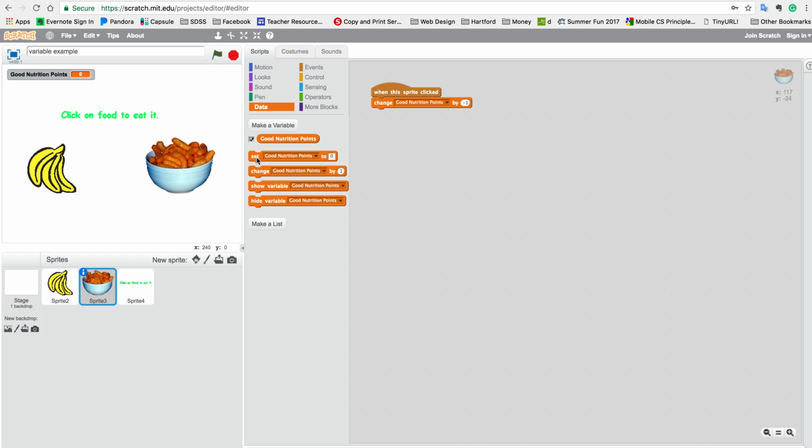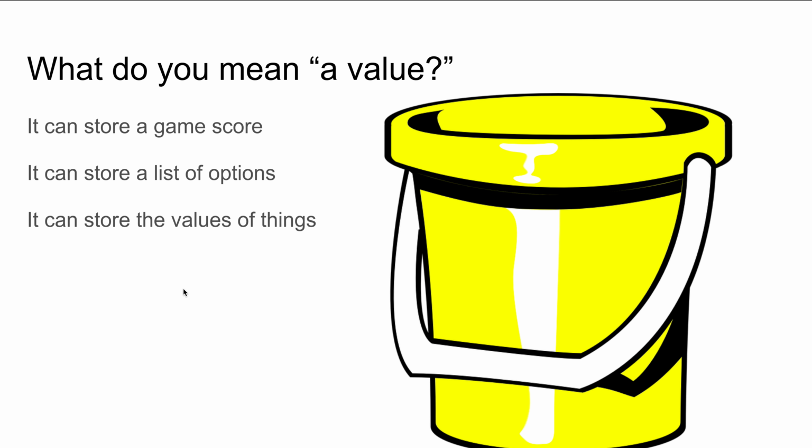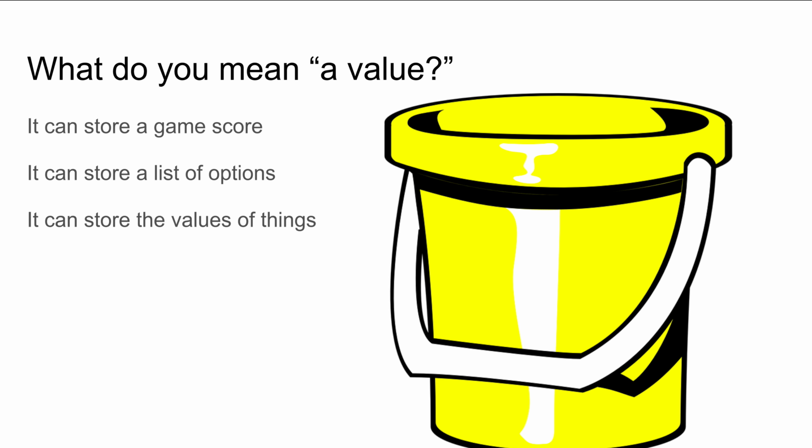Now, what the heck is a variable? Let's talk about what a variable is. Well, a variable is really just a bucket. A bucket stores a value. That's all it is. Just something that stores a value, meaning it can store a game score. It can store a list of options. It can store the value of a bunch of different things. You can have as many variables as you want to run your program. For this one, you're only going to need one, and it's going to be your score.